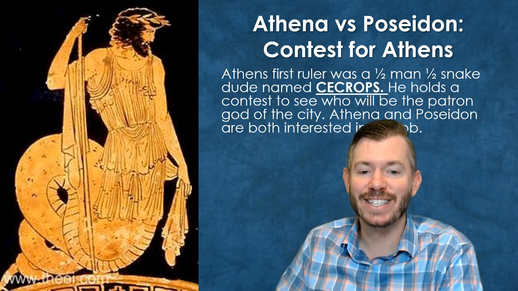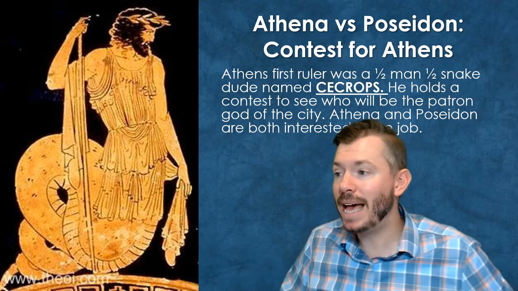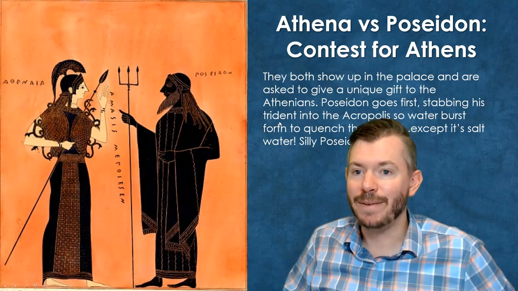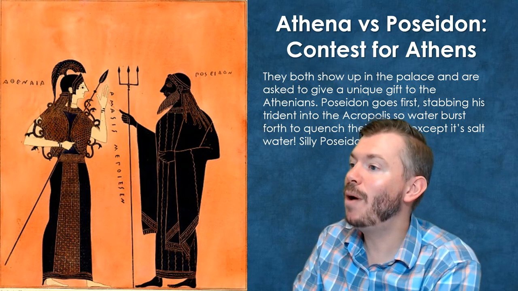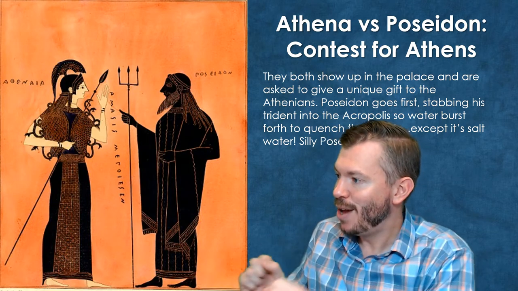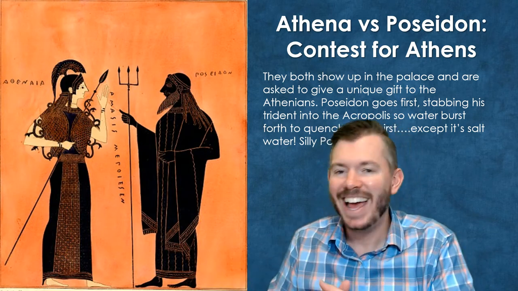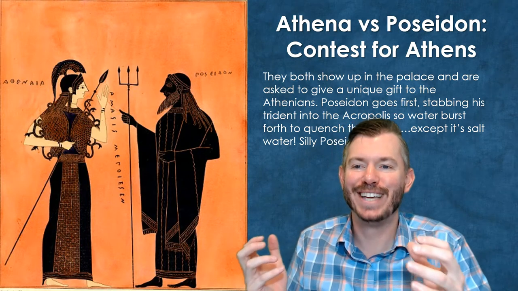And the contest is essentially to see which god can give the best gift to the city, right? So there's two applicants, and what we end up with is Athena and Poseidon, and again, the contest is to see which one of them can give the best gift to the city.